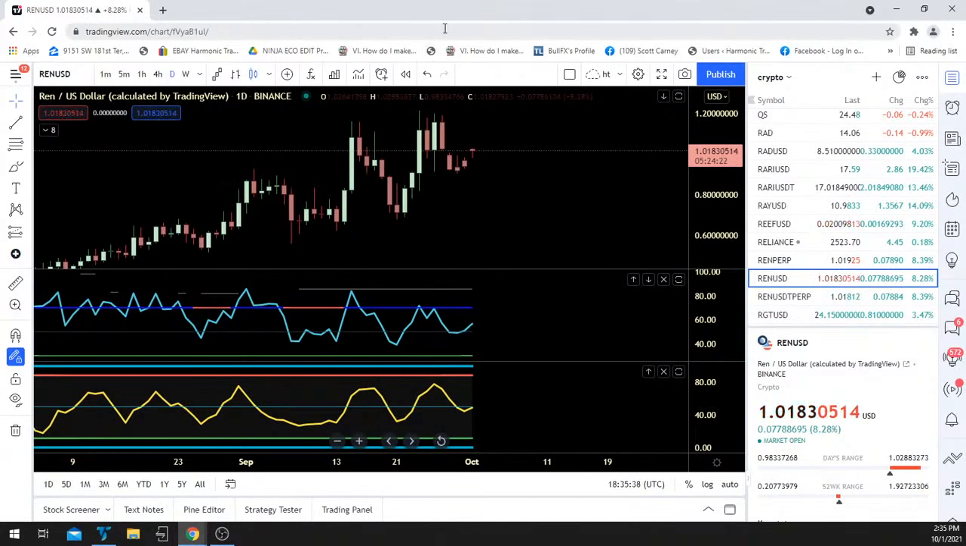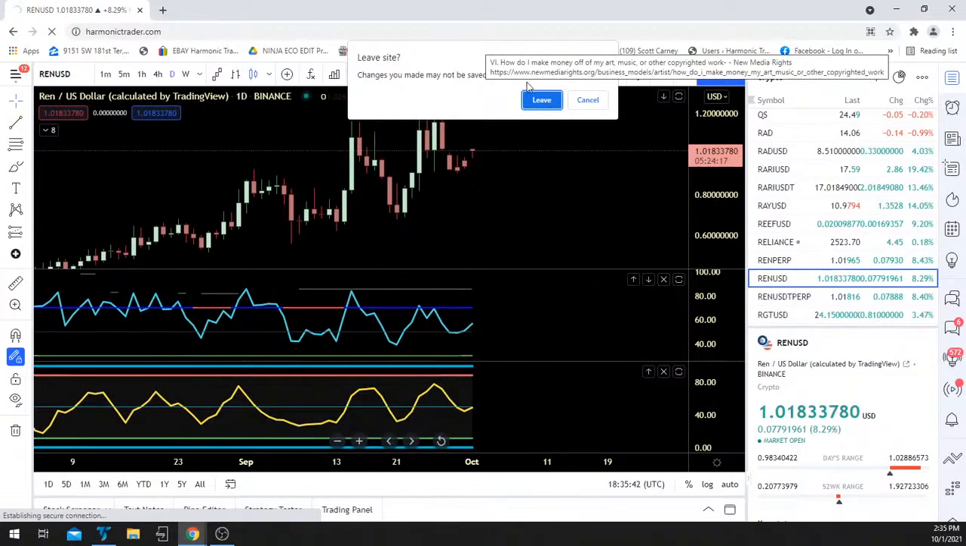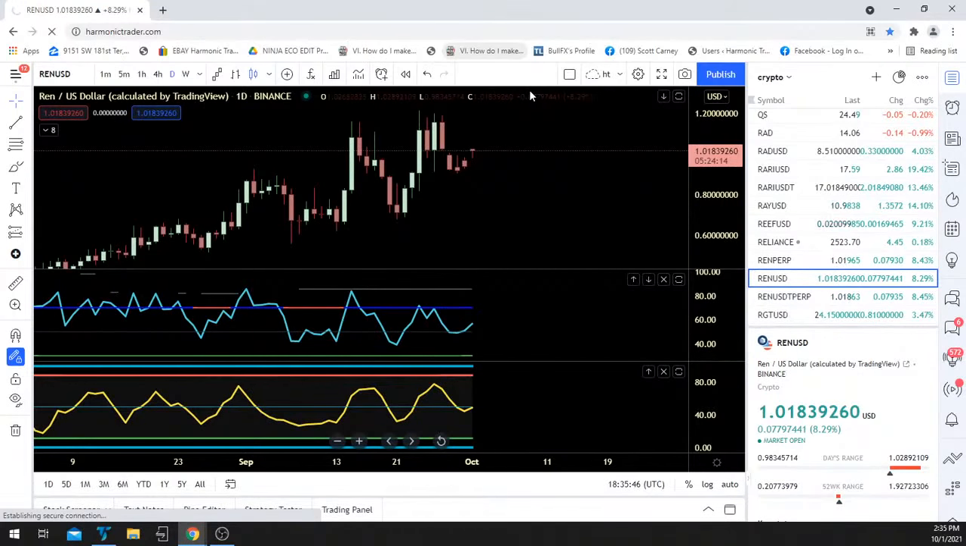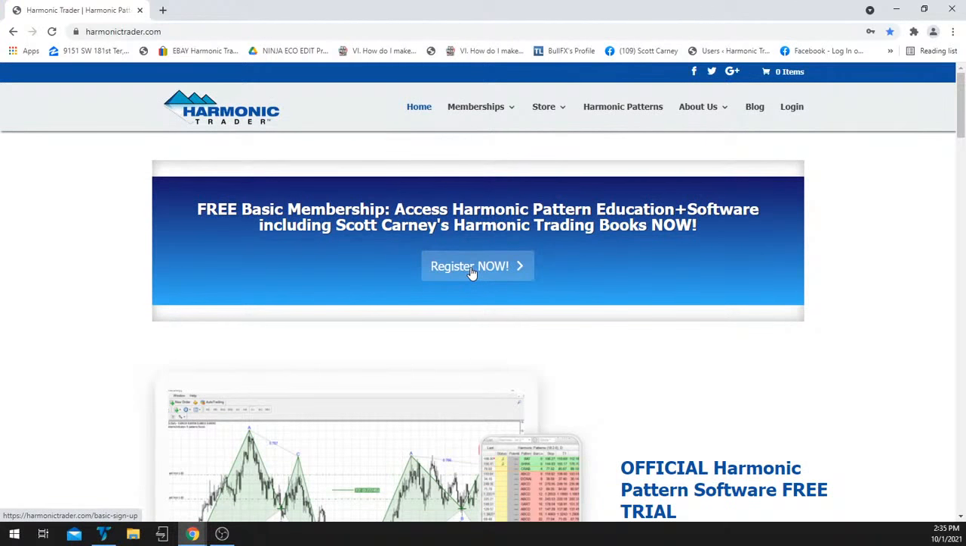So really quick, let's go to Harmonic Trader, folks. Again, I'm going to walk everyone through how to get access to the program and how to get access to all the information. There you go. Go to harmonictrader.com and click the register now button. That will sign you up. And then once you get there, you log in.